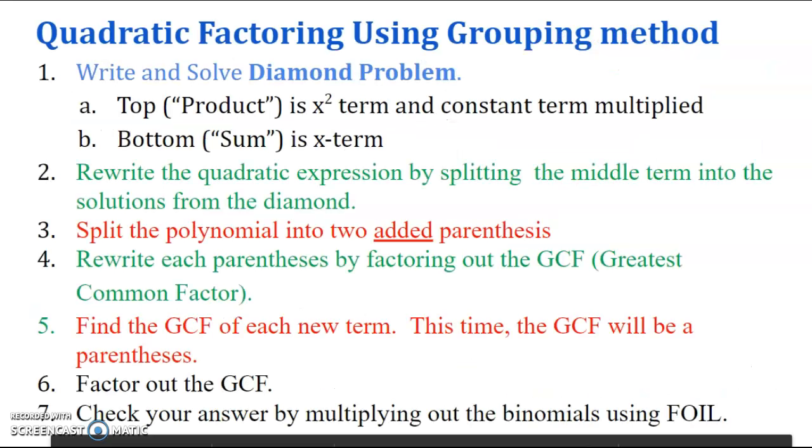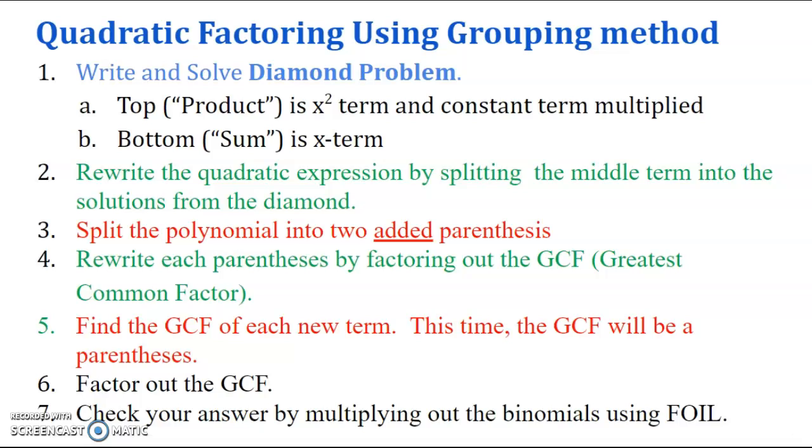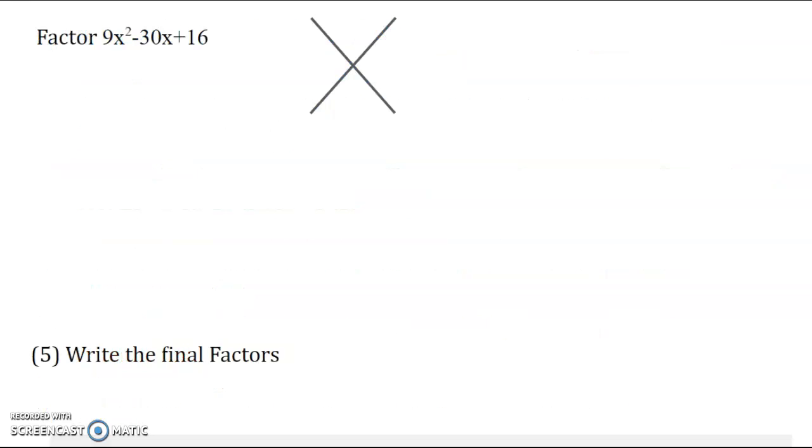Okay, so this is the summary of the steps. Please pause the video and read this. Then I will go over another problem in the next lesson recording.